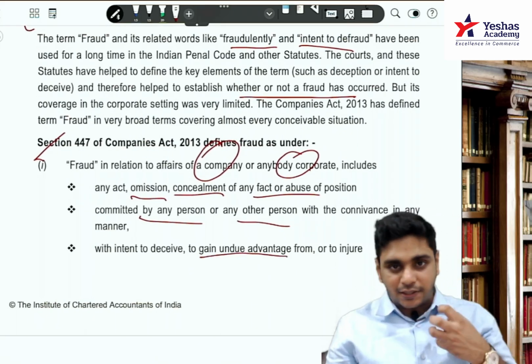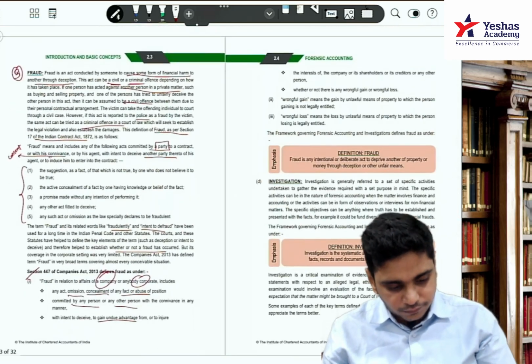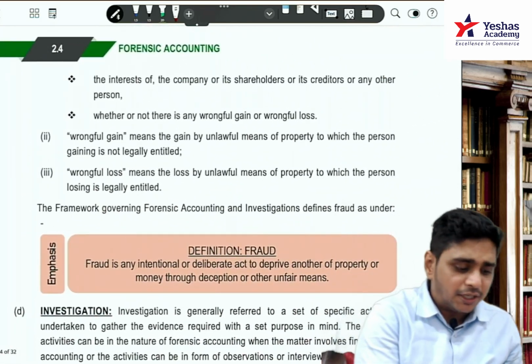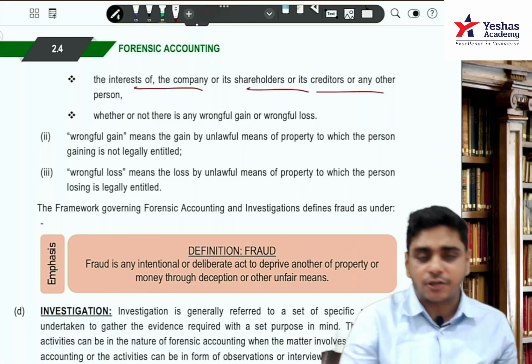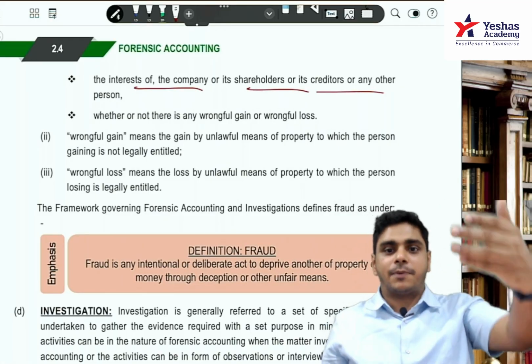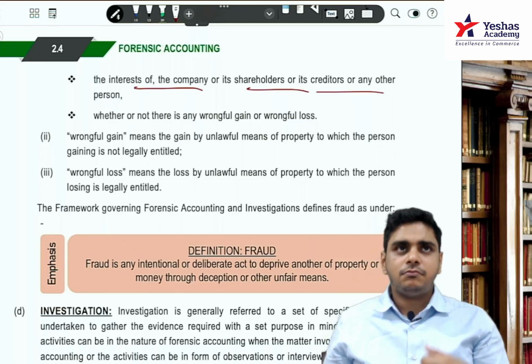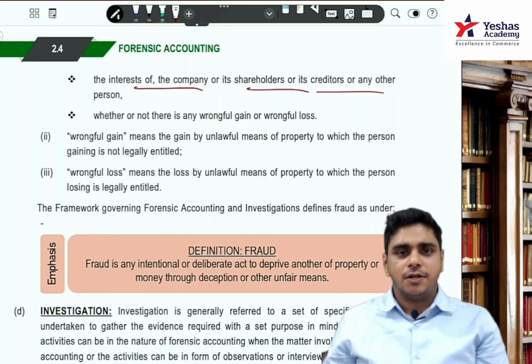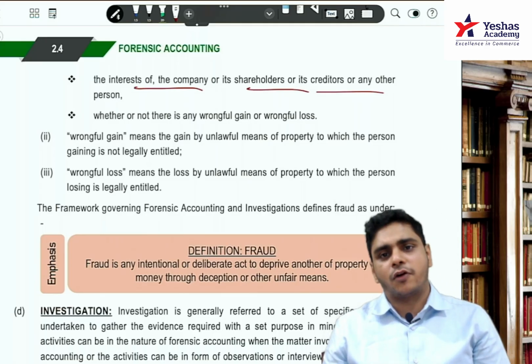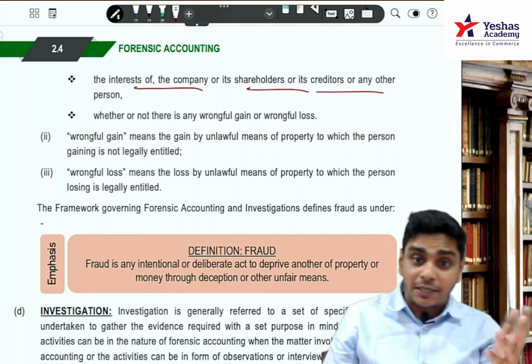So either they will take the advantage or to injure the interest of company, the shareholders or creditors or any other person. Like to income tax people, they are doing some fraud, they are not paying taxes. To deceive the shareholders, they are not showing the true profit. Creditors, they are showing that we don't have money even though they have money.